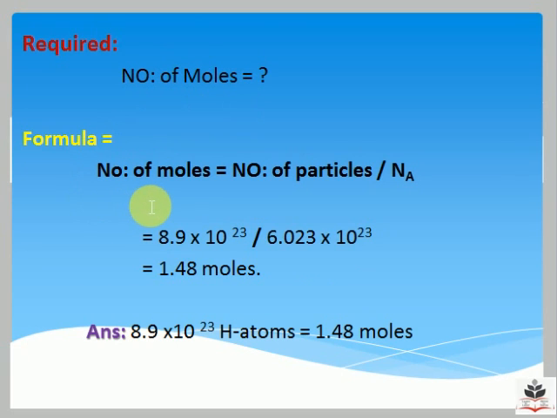The formula we are going to use here is number of moles is equal to number of particles divided by Na. Na is the Avogadro's number. Number of particles is given in the question, which was 8.9 × 10^23. Put the values in the formula and solve it. You will get the answer 1.48 moles. It means that 8.9 × 10^23 hydrogen atoms are equal to 1.48 moles. So you can see the given number of particles are converted into number of moles.